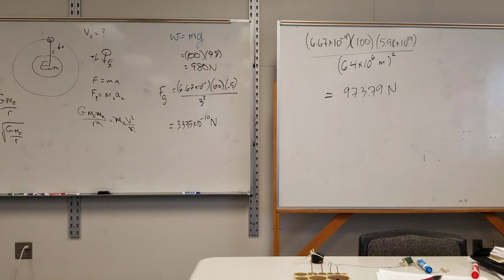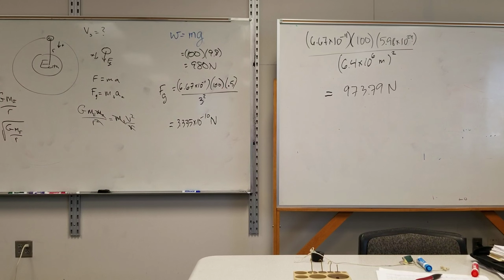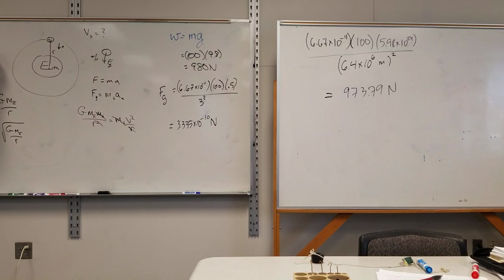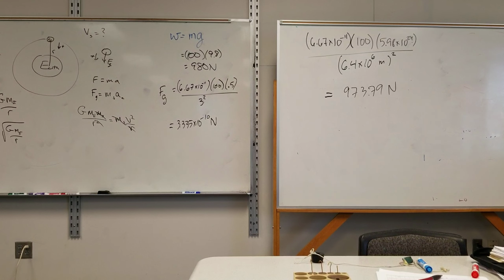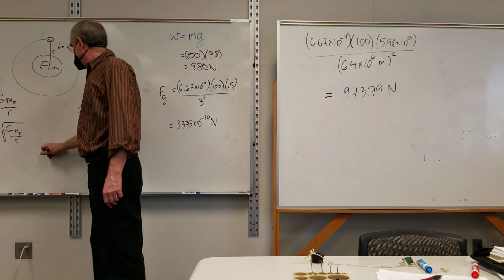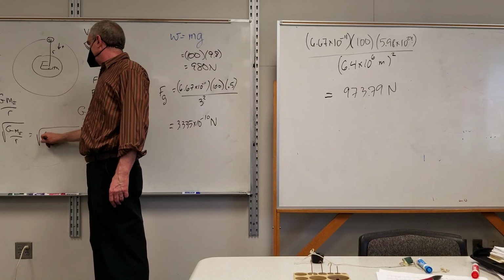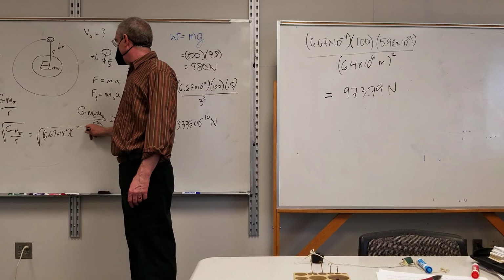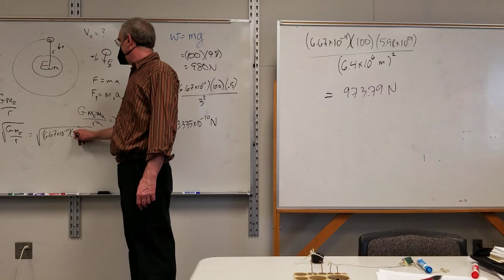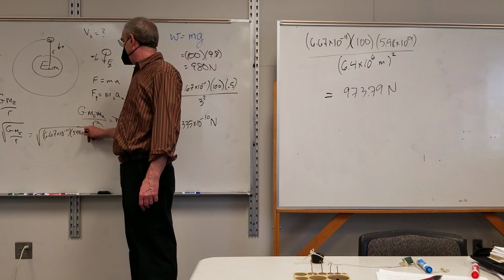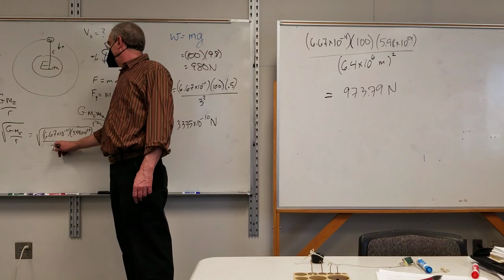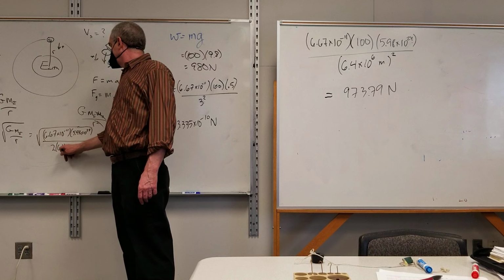So G mass of Earth I'm good with. For r, let's put it at 2 Earth radii away. So we'll let r be 2 radii of the Earth. So now we plug in. My speed would be the square root of 6.67 times 10 to the negative 11th times the mass of the Earth, 5.98 times 10 to the 24th, divided by r, which is 2 times 6.4 times 10 to the 6th.